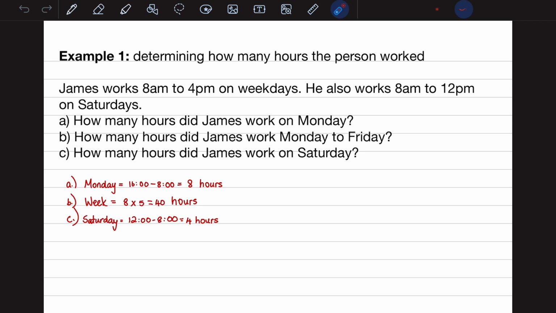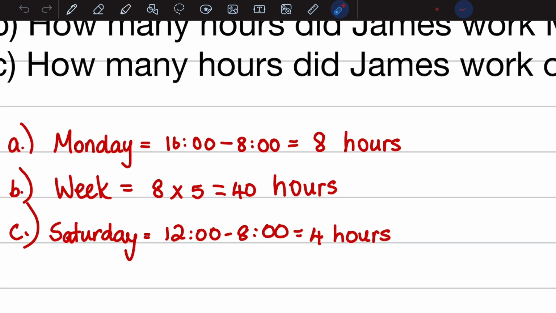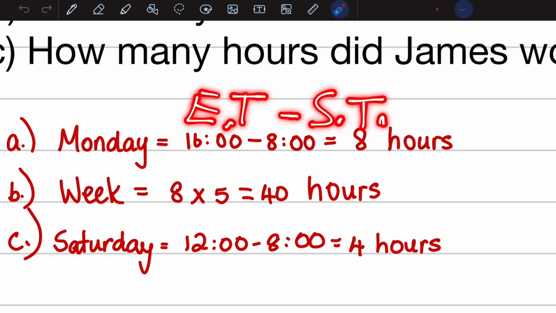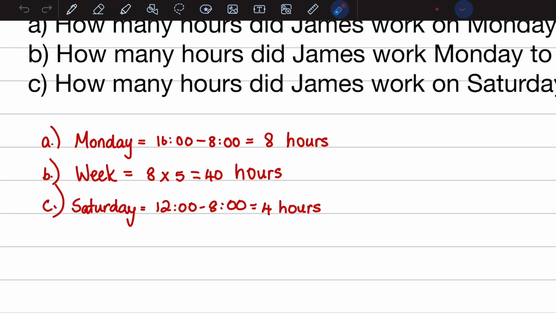Since he's working the same time on all the weekdays, we can determine from Monday and then easily Monday to Friday. So Monday would be, if we put this in 24-hour clock time, 4 p.m. will be 16 o'clock, or 1600 hours, and the start time of 8 a.m. will be 800 hours. So end time take away start time is one of the ways we can determine the duration of time worked. So in total, that is 8 hours.